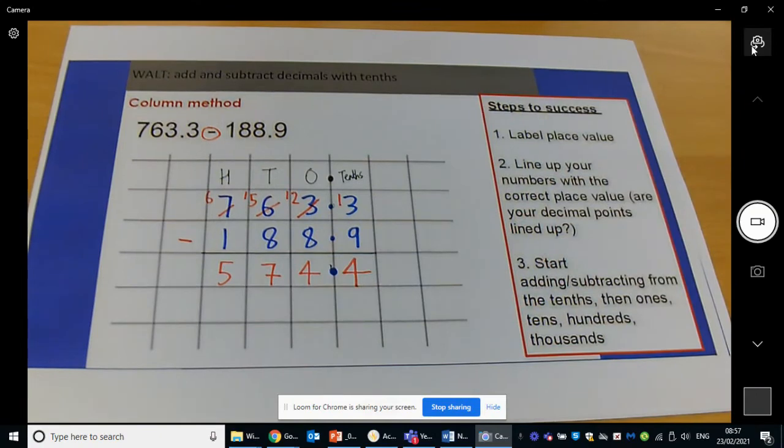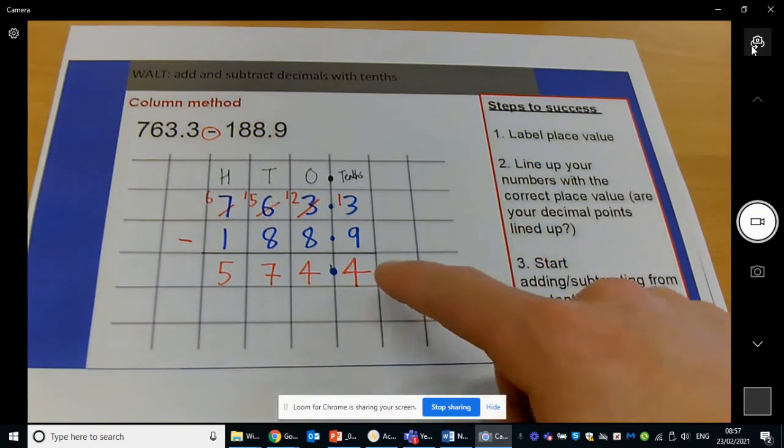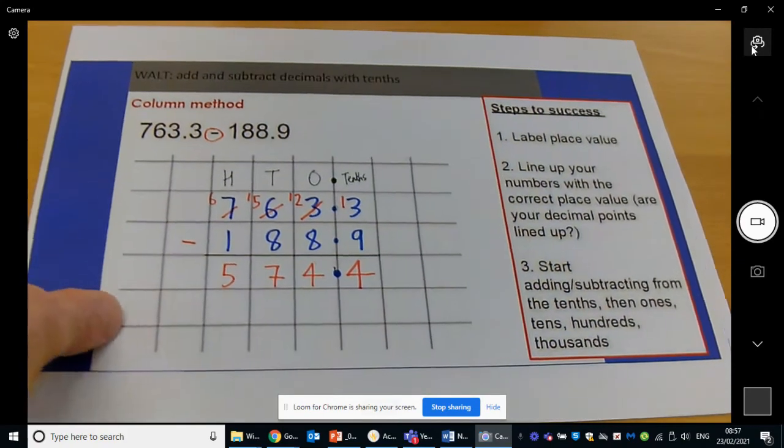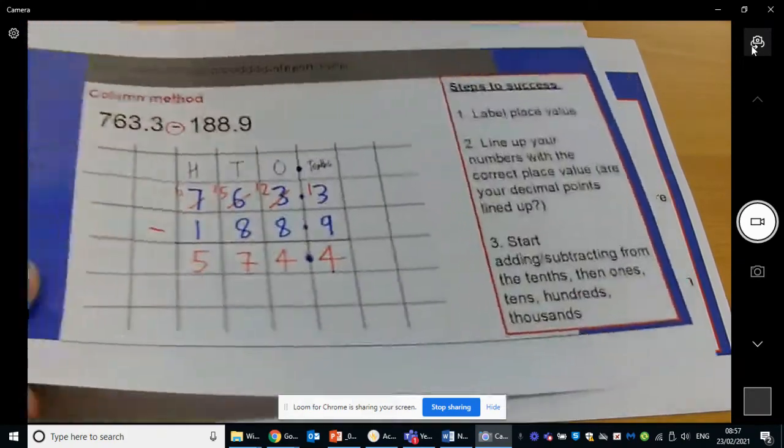So 574.4. And I'll be interested to see how many of you have forgotten to do your decimal point there and have written 5,700. So that is your challenge, not to forget those.